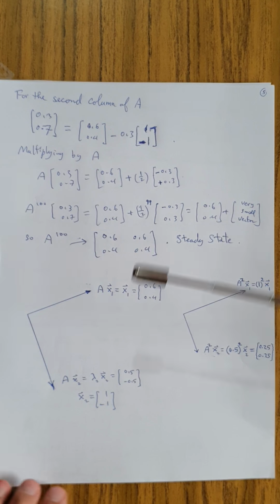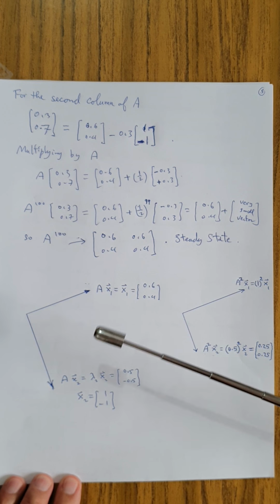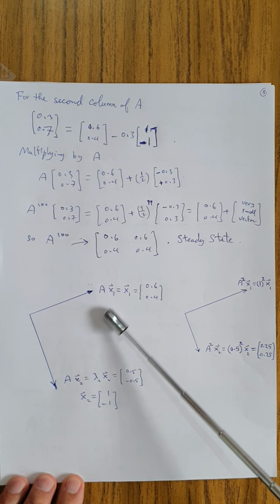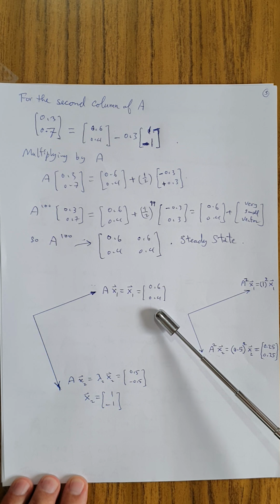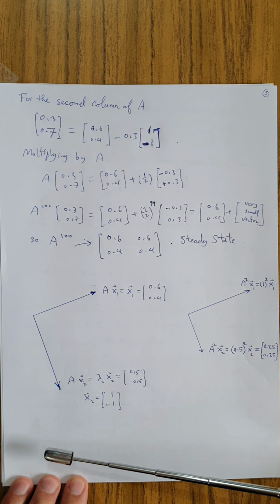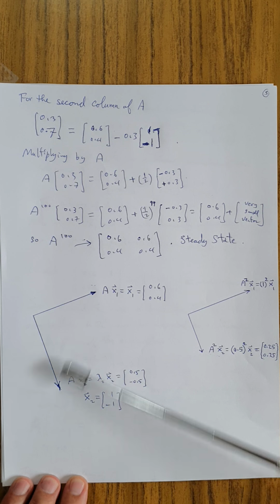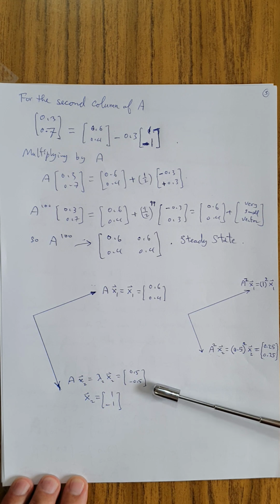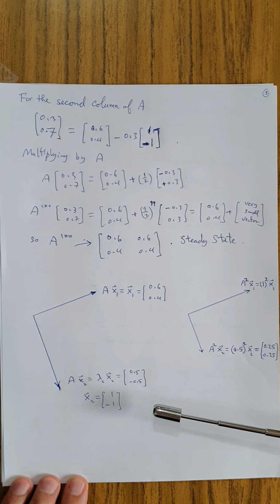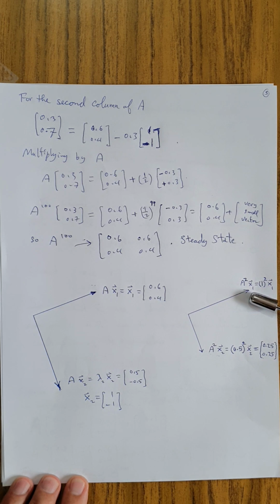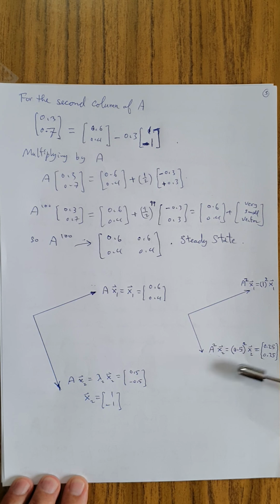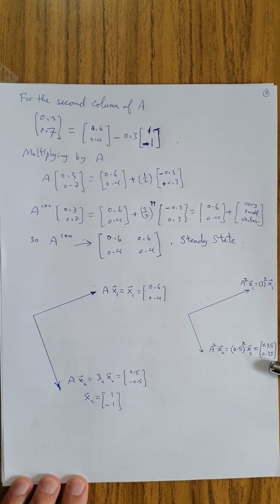If we look at the action of the matrix A on the eigenvectors, we see A x1 gives x1, whose length doesn't change, and A times x2 gives us 1/2 of x2, so it is shortened. If we multiply a second time, the first eigenvector remains the same, while the second eigenvector is reduced by 1/2 again.